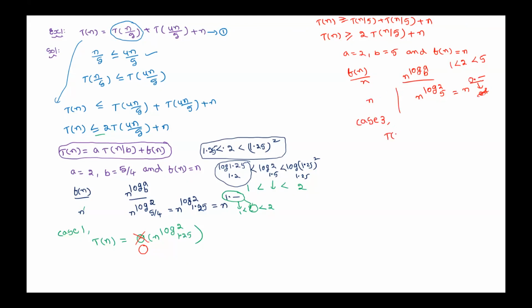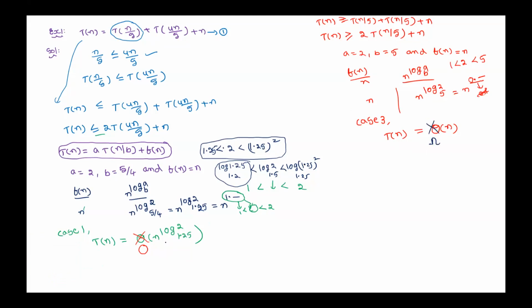By case 3 of master theorem, what is answer? T of n is theta of f of n, that is n. Actually, what is that we need to say? Is it theta or something else? Here we have greater than or equal to. So in place of theta, what is that we need to write? Big omega of n.